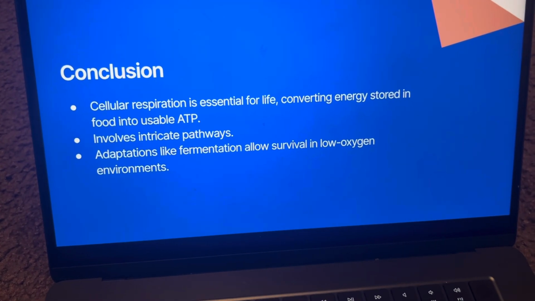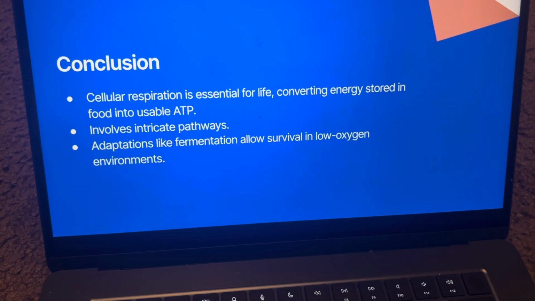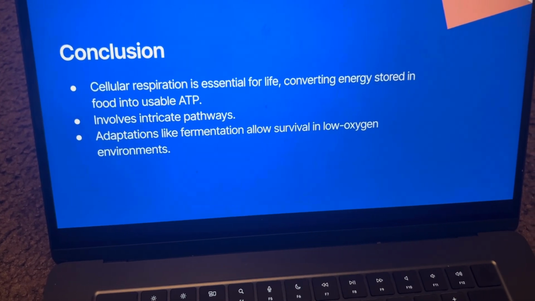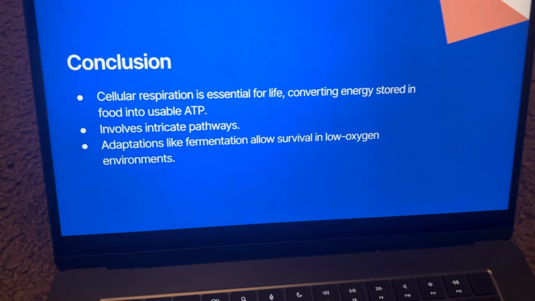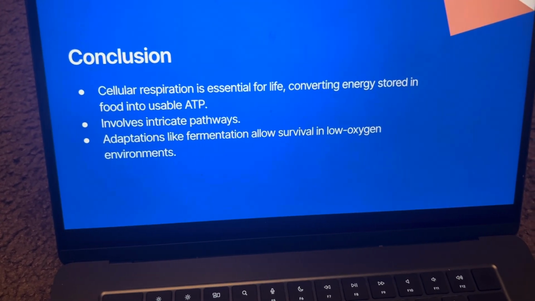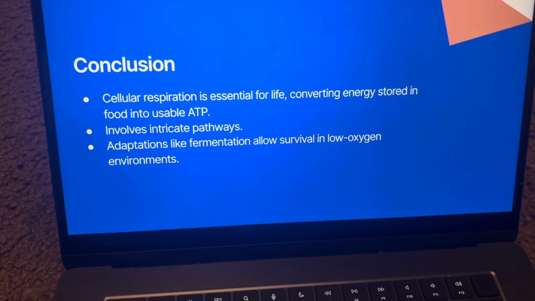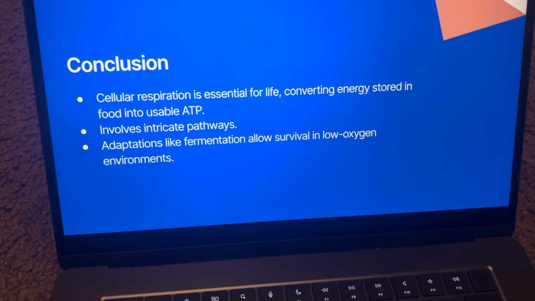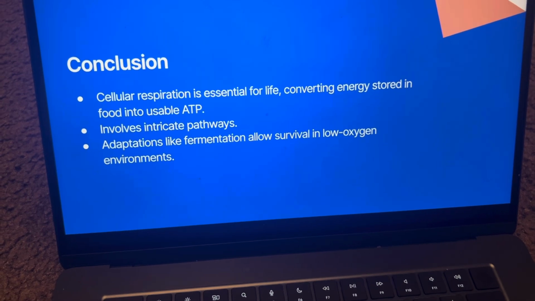Conclusion: cellular respiration is essential for life, converting energy stored in food into usable ATP or energy. And it involves intricate pathways and it has adaptations like fermentation, which allows survival in low oxygen environments, which is essential for life as oxygen is required for life.